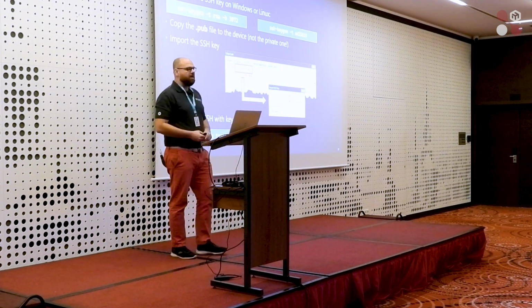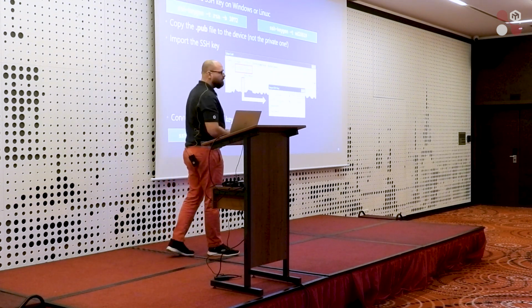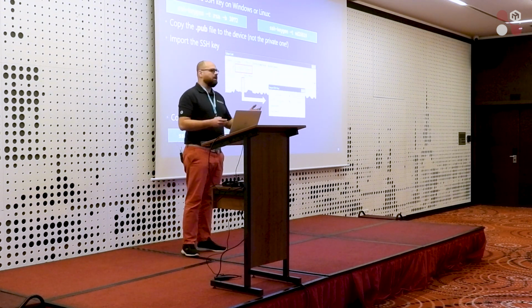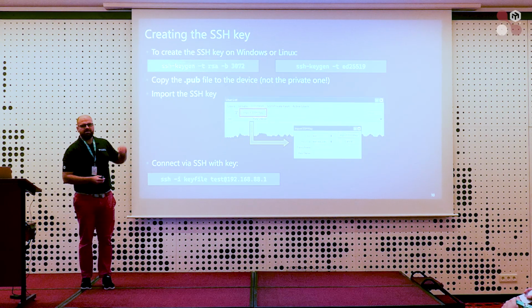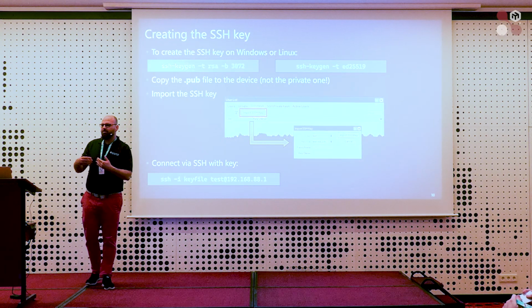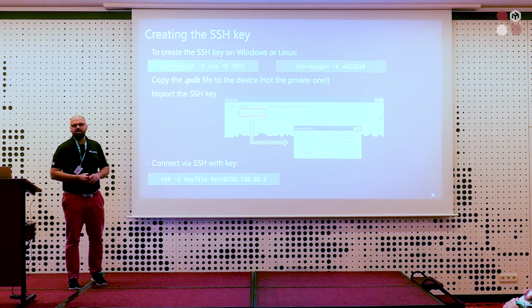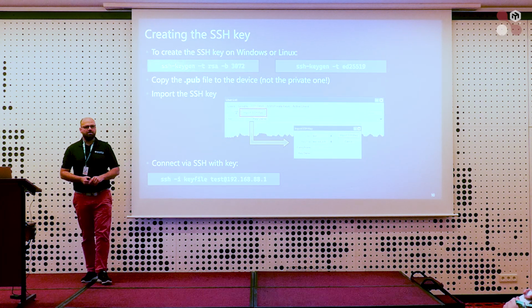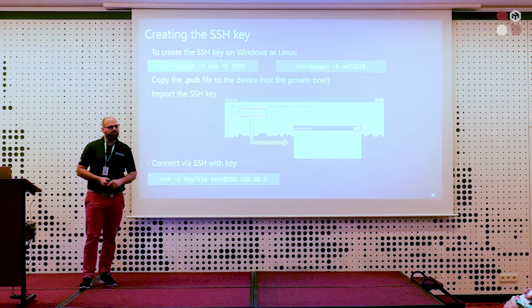So you issue this command on your command line, and it will produce 2 files. Usually those files are like id_rsa and id_rsa.pub. The .pub is the public part of the key. You want to upload this public key to your device. The private key should never leave the device on which it has been created, for security reasons.